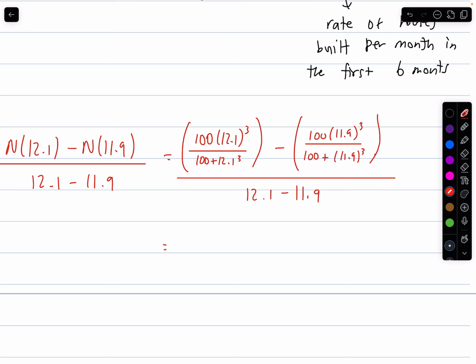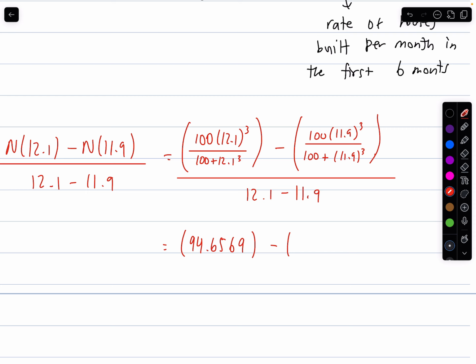12.1 cubed times 100 divided by 100 plus 12.1 cubed. Oh, I put 12.9 at first. So 12.1 cubed times 100 divided by 100 plus 12.1 cubed. Here you end up with 94.656. And I want to get as many decimal points as I can just to improve my accuracy. So about 4 decimal points would be pretty good. And then we're going to do the next one.